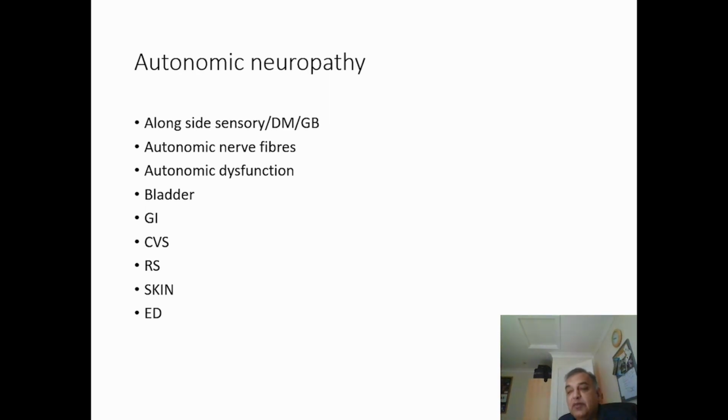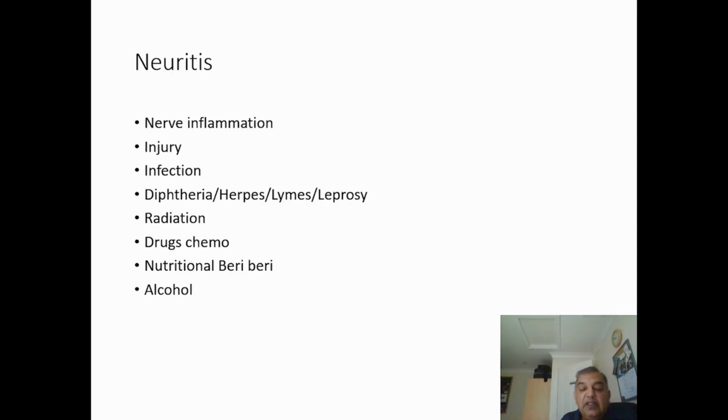There could be bladder symptoms of retention, overflow. There could be bowel symptoms, alternating diarrhea and constipation, abdominal pains, cramps. The heart rate can get affected, as is the blood pressure. The respiratory system with features of sleep apnea. The skin, either a dry skin or hyperhidrosis, and of course erectile dysfunction, all features of autonomic neuropathy.